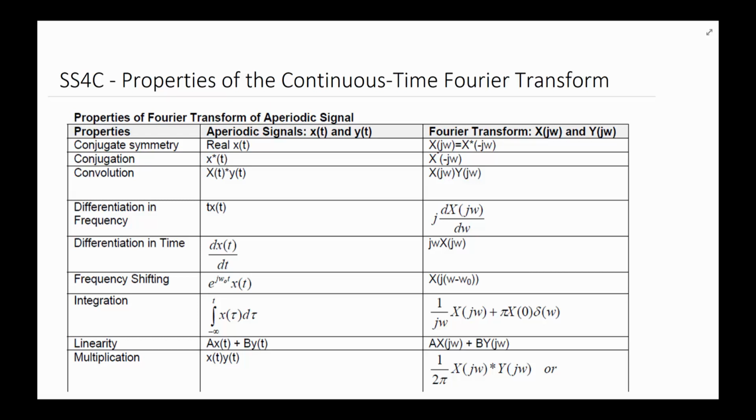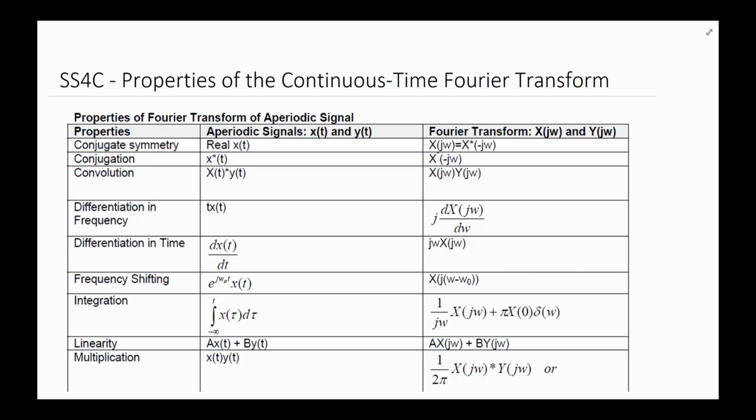For example, the very first one basically says if x of t is real, then x of j omega is going to be the conjugate of x of j minus omega. If you recall, that's akin to a of k being equal to a minus k conjugated. And again, the reverse of that is true. The next line says that if I know the transform of x of t is x of j omega, then for x conjugated t it is x conjugated of minus j omega.